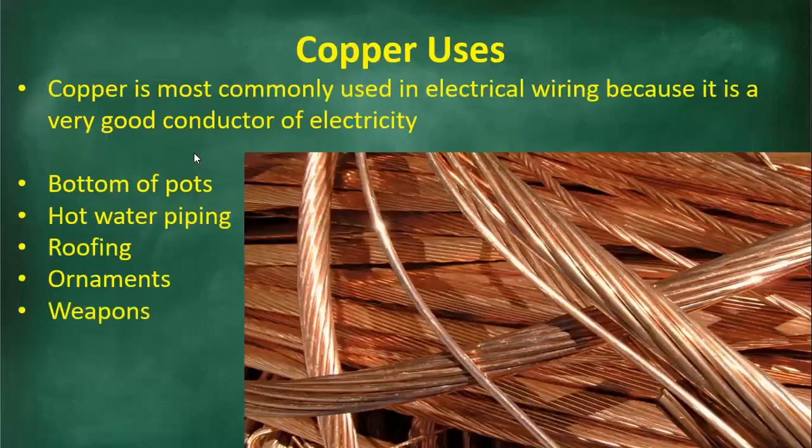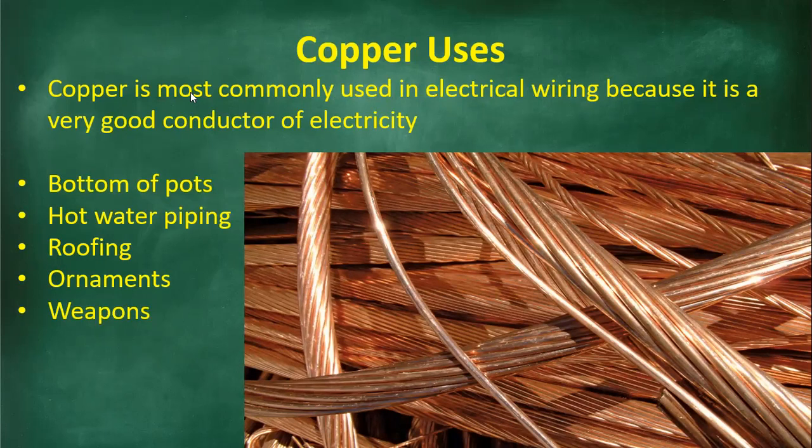Okay. Next we have copper. Okay. So copper is, as I think Sakura did mention, most commonly used in electrical wiring because it is a good conductor, a very good conductor, in fact, of electricity. Okay. So sometimes copper can be used at the bottom of pots, because it is also a good conductor of heat. It also conducts heat very well, okay?